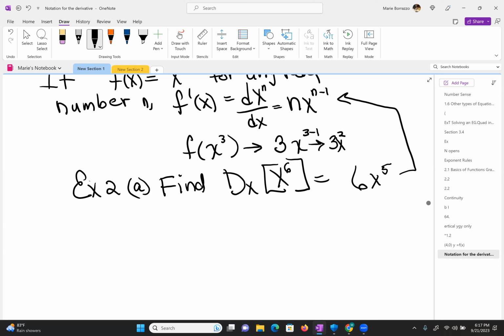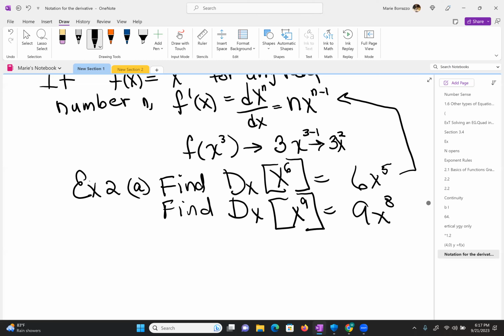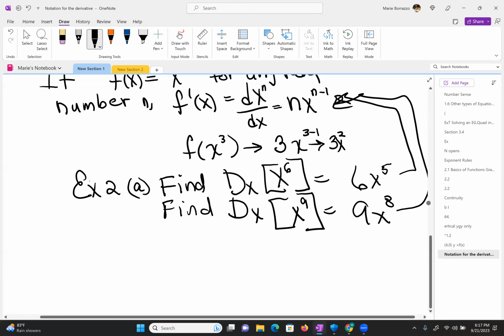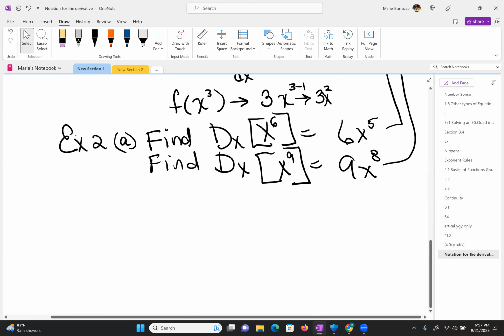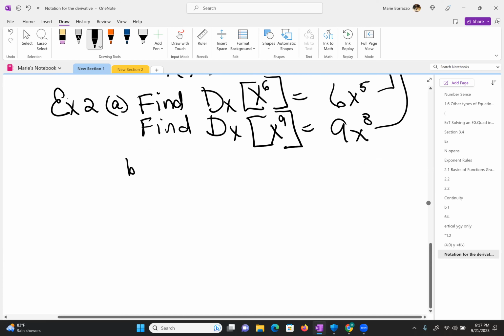Another example? Okay, so what if I said to you, find d of x, and I gave you, say, x to the 9th? What would that be? 9x raised to 8. Yeah, 9x to the 8th. And again, you're following the same formula. Is that clear for everyone to do? Yeah. All right. Okay, let me do example B.